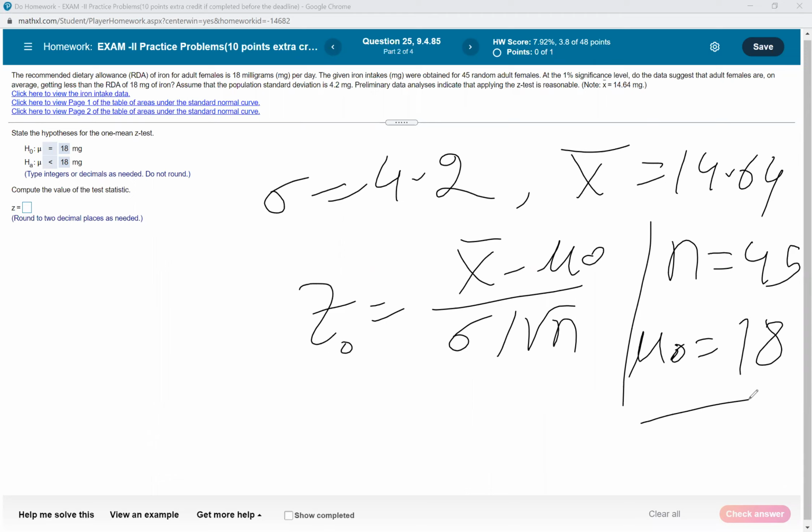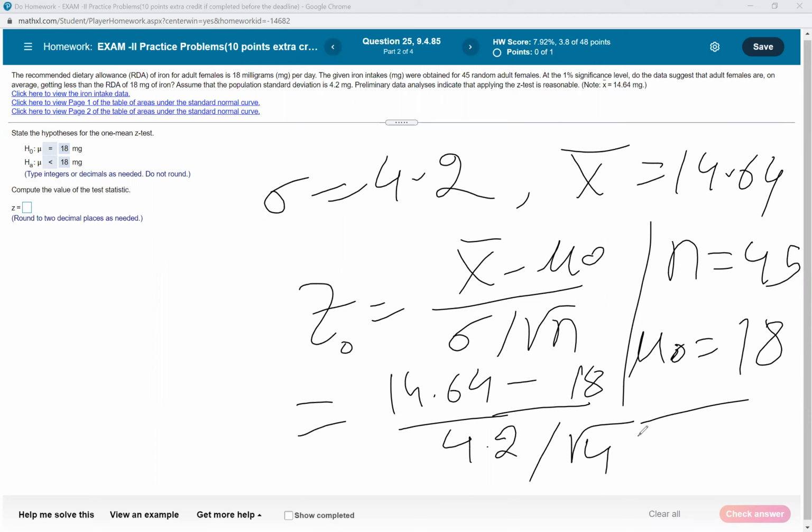So now we have all the information. You just need to plug in these numbers here. So 14.64 minus the hypothesized value, which is 18, and sigma is 4.2 divided by the square root of 45. Simplify this one, you will get the test statistic. Then you need to find the critical value or p-value. If you find the p-value, compare it with the level of significance. Or if you find the critical value, compare the test statistic and the critical value and make your decision.